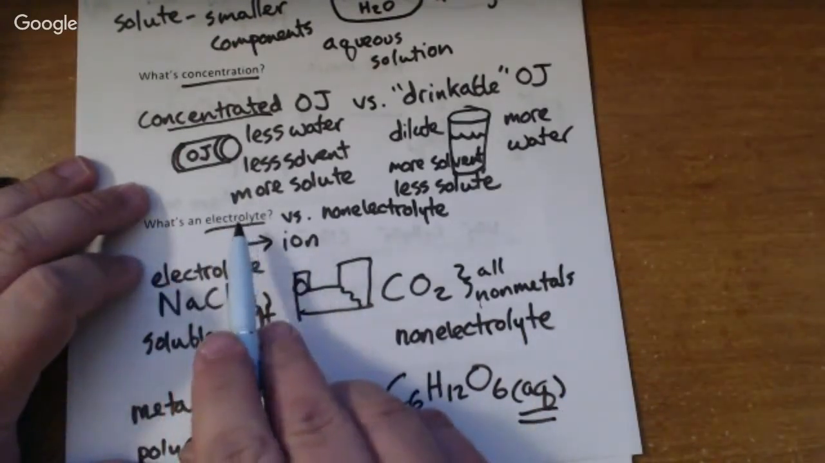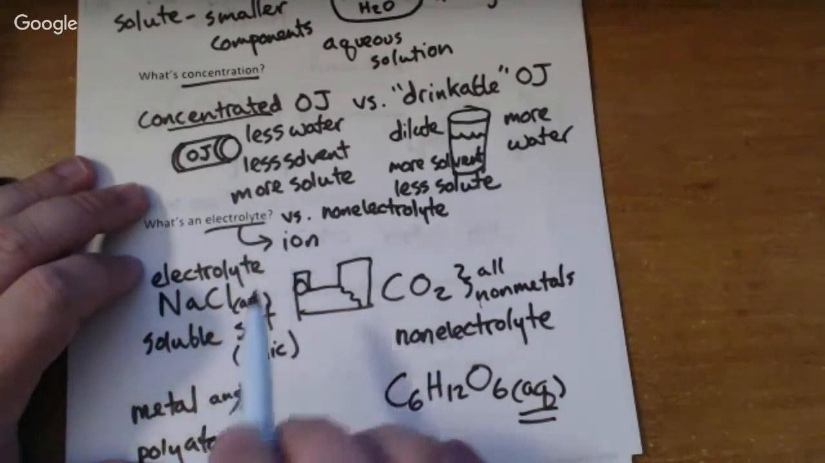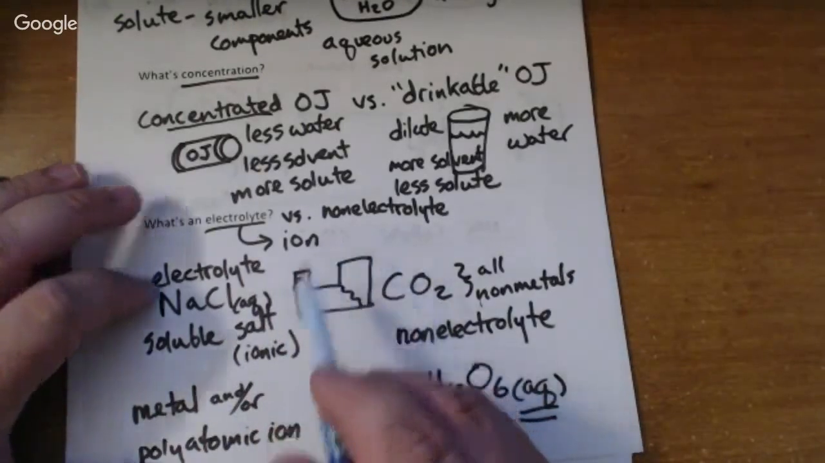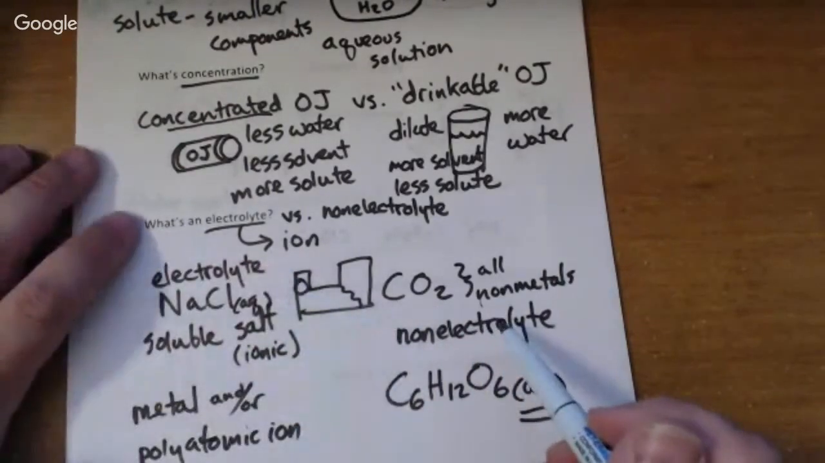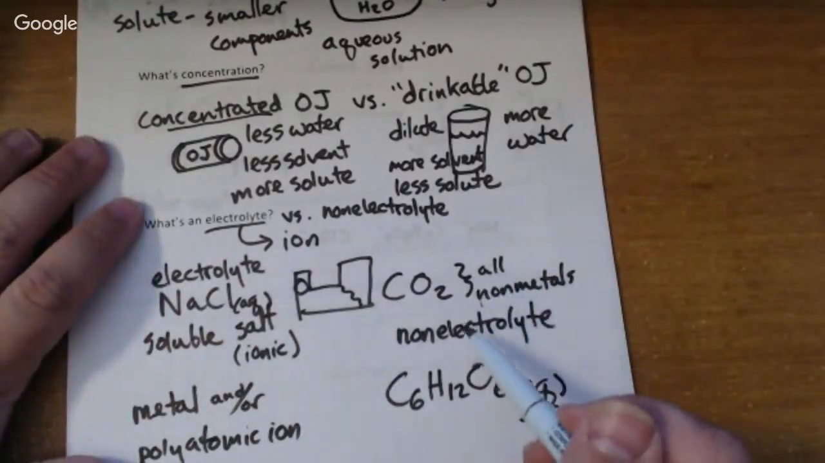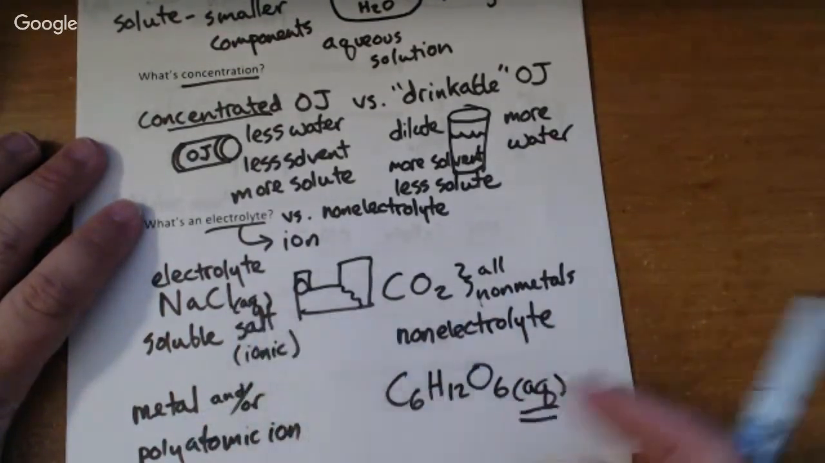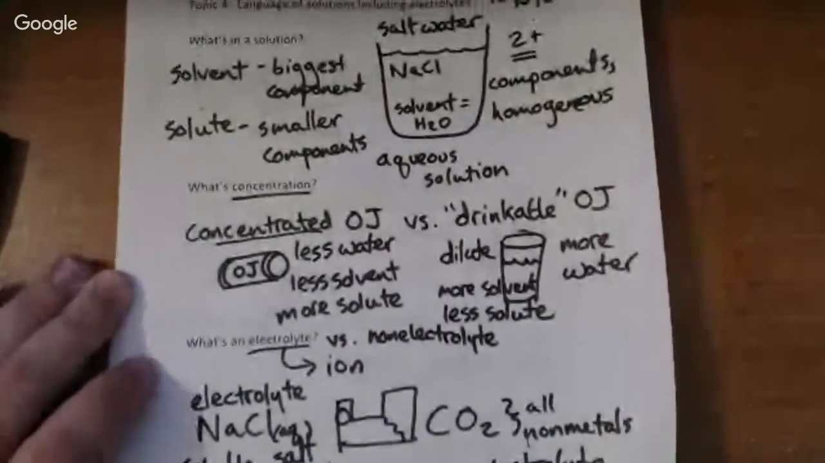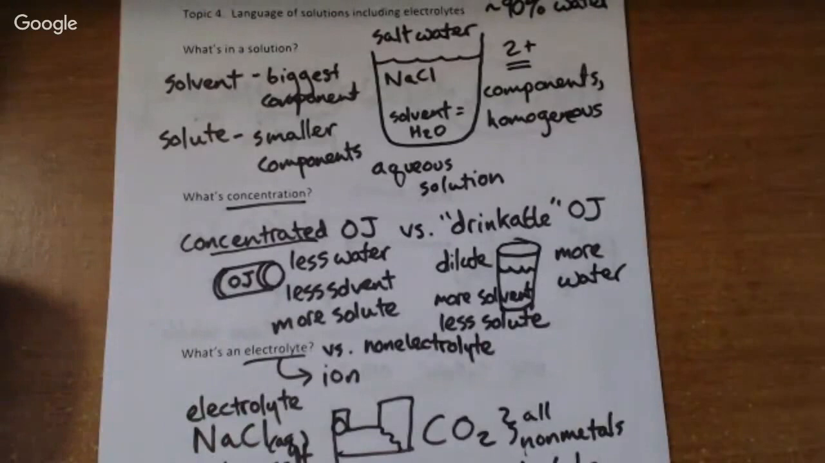So we just went over what an electrolyte is, and electrolyte solutions conduct electricity. Non-electrolyte solutions don't. We decide what's an electrolyte or a non-electrolyte based on what it's composed of. All nonmetals, non-electrolyte. Contains a metal or polyatomic ion, it's an electrolyte. Okay, any questions on that one before we move on? Take a minute, chew on that. About 1 minute, and then we're going to go ahead with topic number 5.